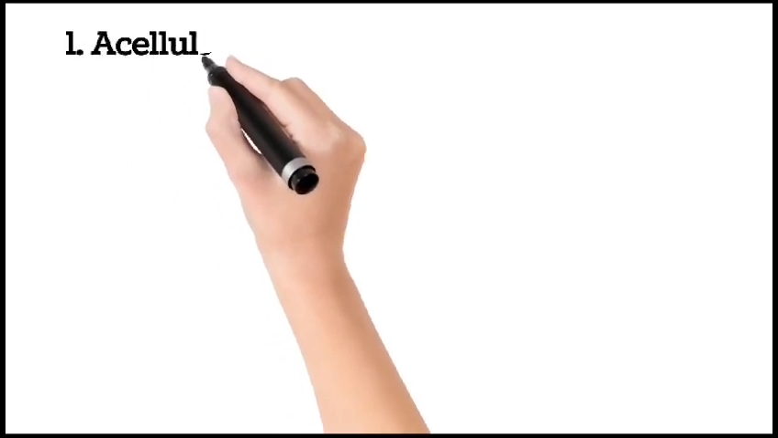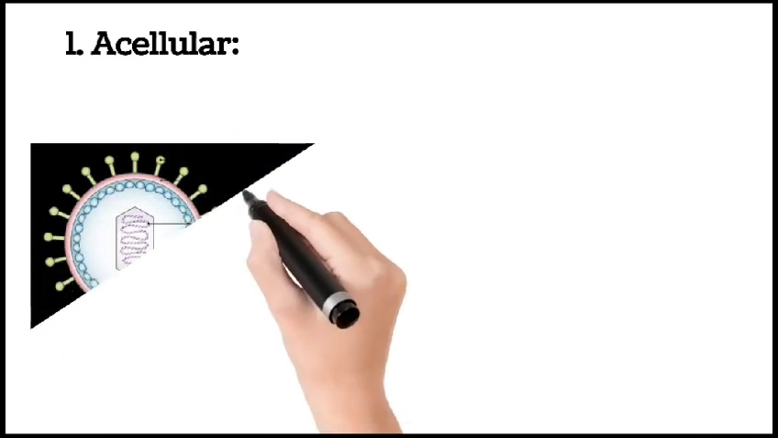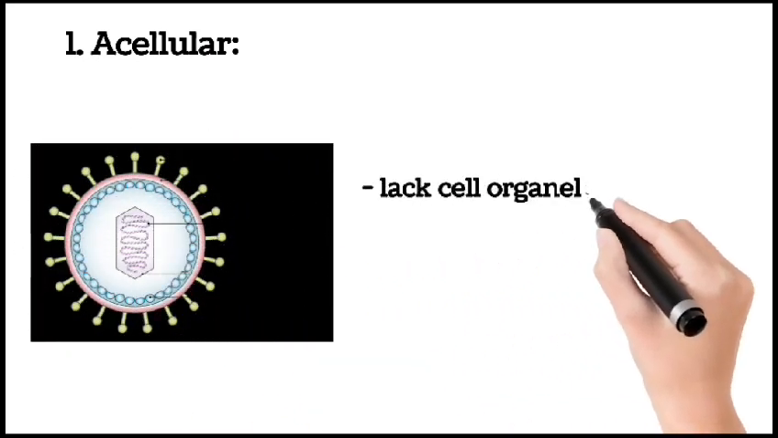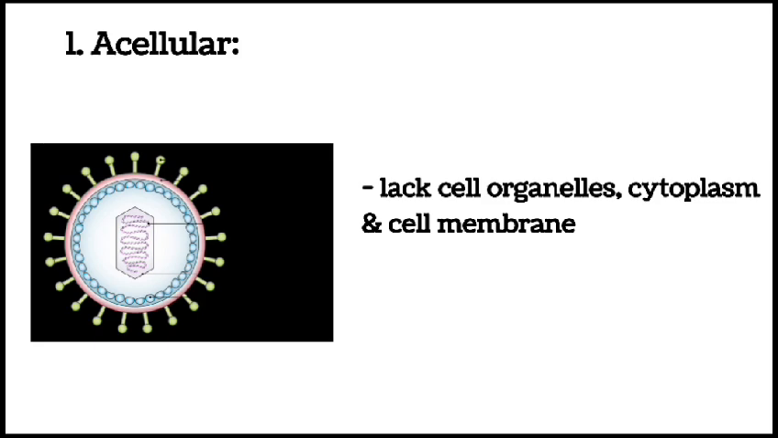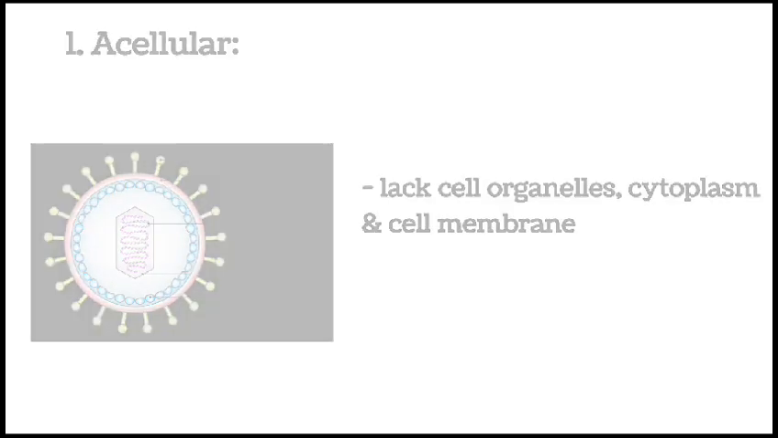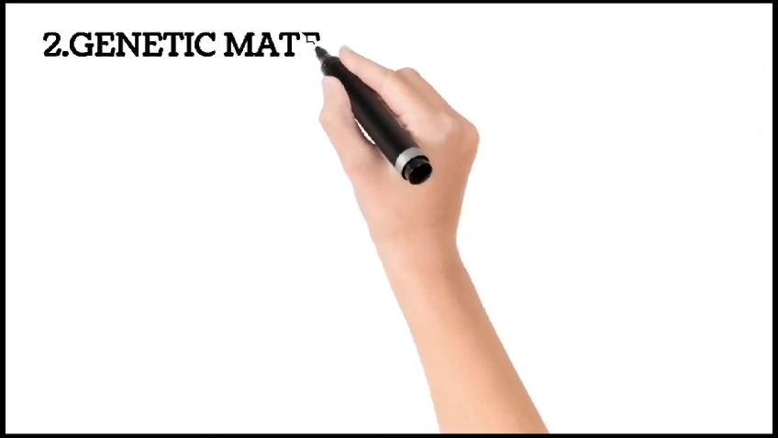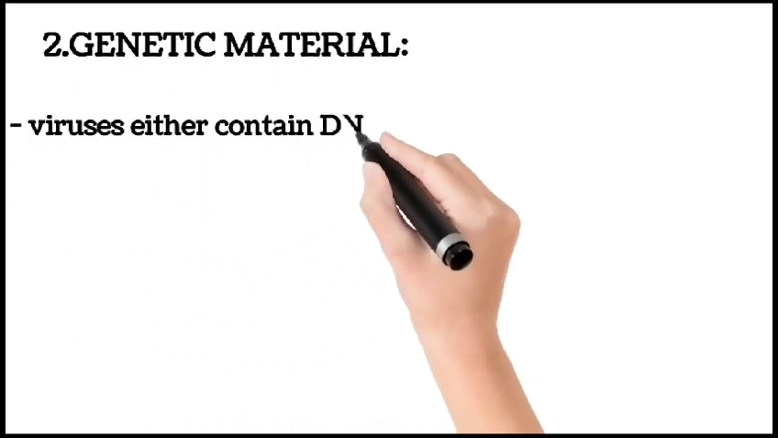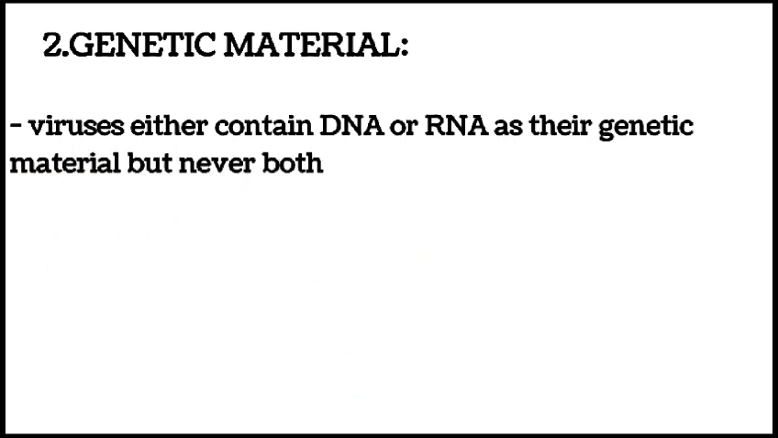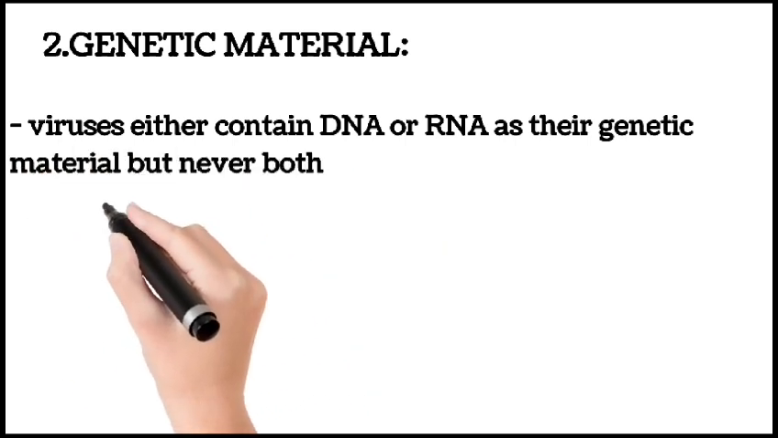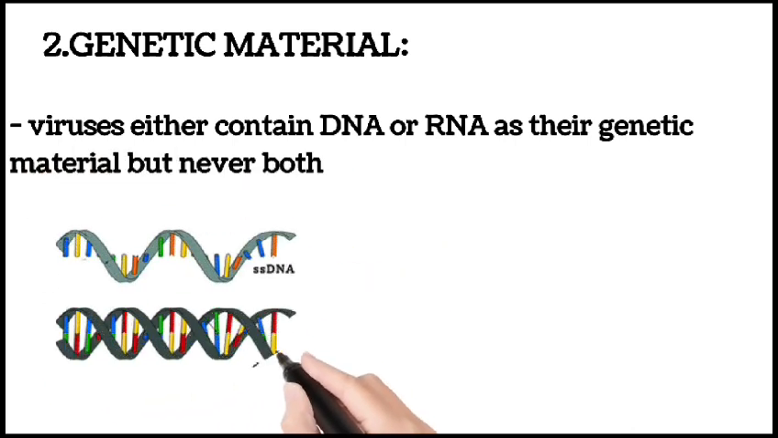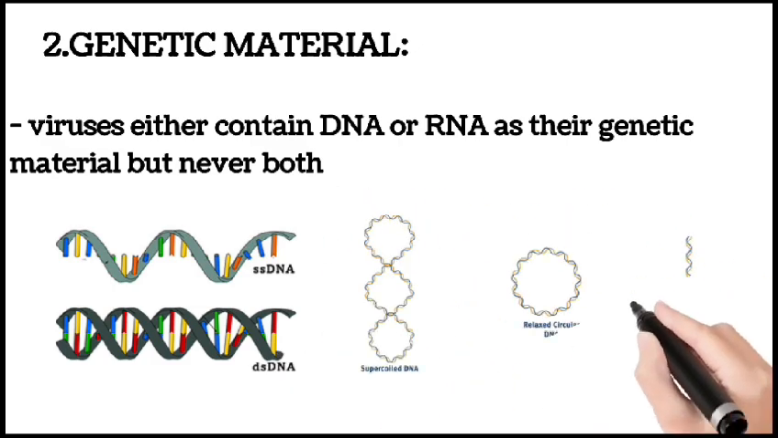Acellular structure. Unlike cells, viruses do not have a cellular structure. They lack organelles, cytoplasm, and a cell membrane, making them acellular entities. Genetic material. Viruses contain either DNA or RNA as their genetic material, but never both. This genetic material can be single-stranded or double-stranded, linear or circular.